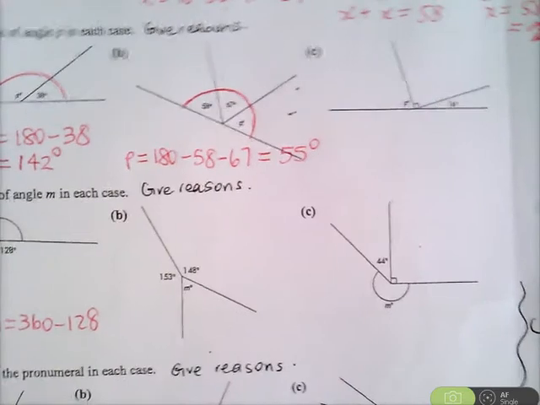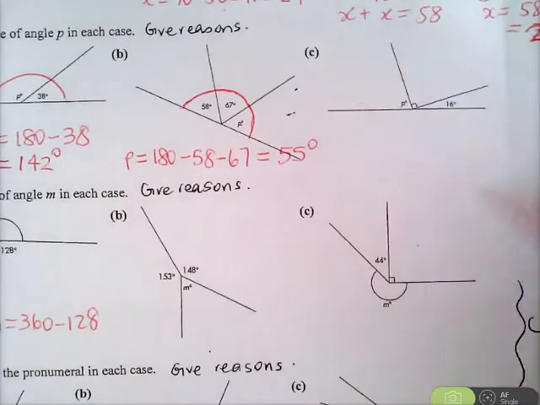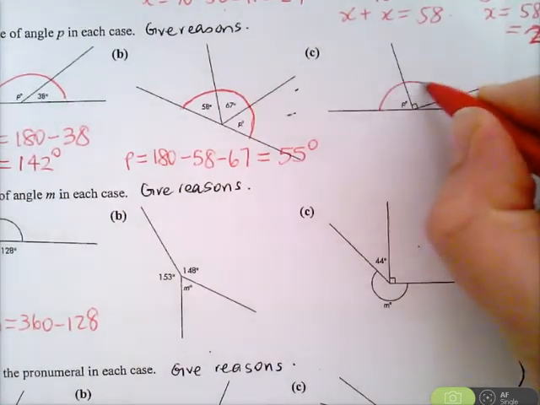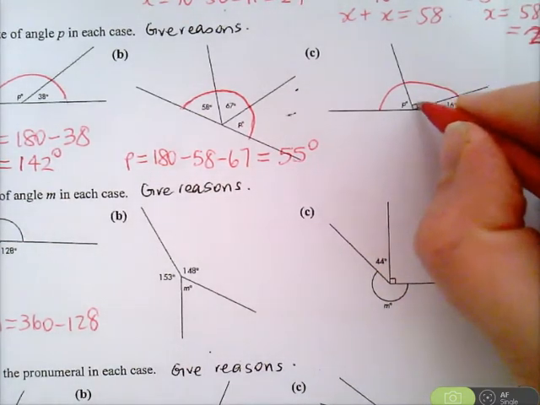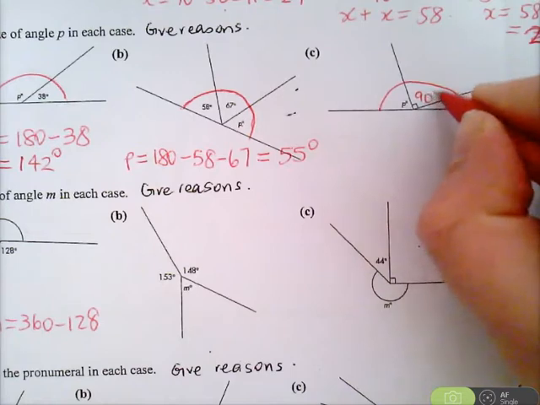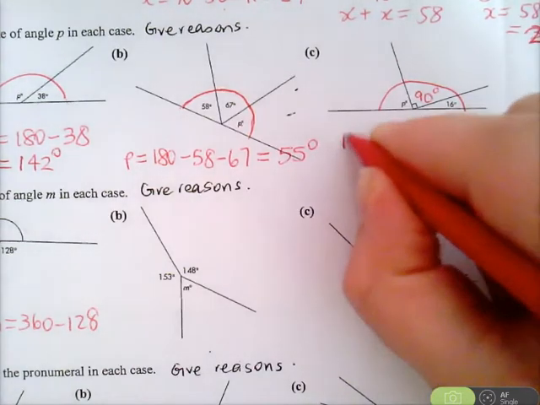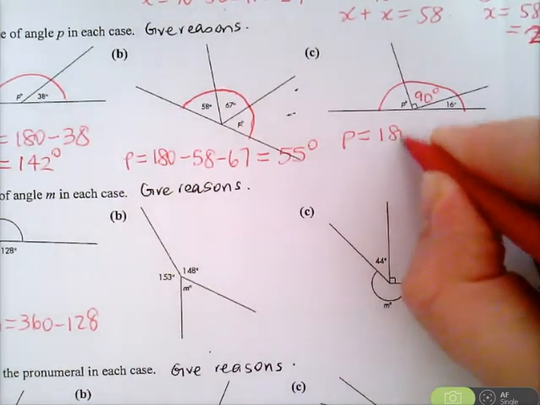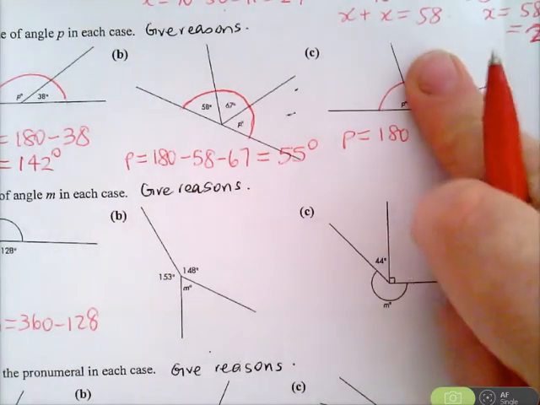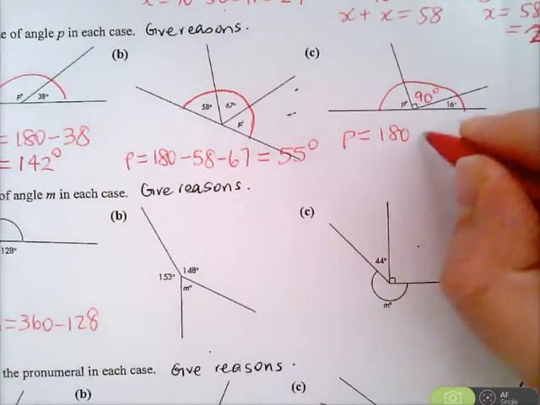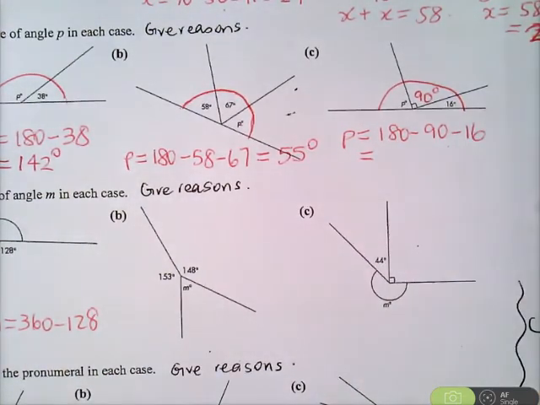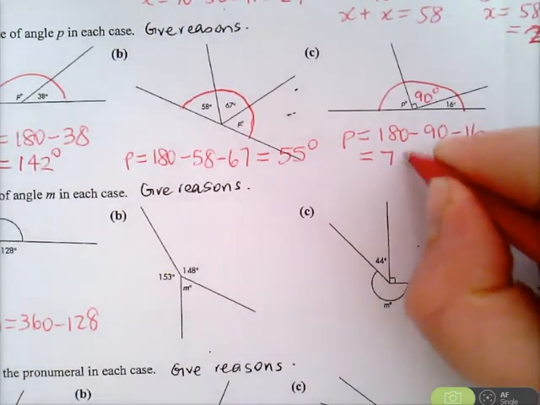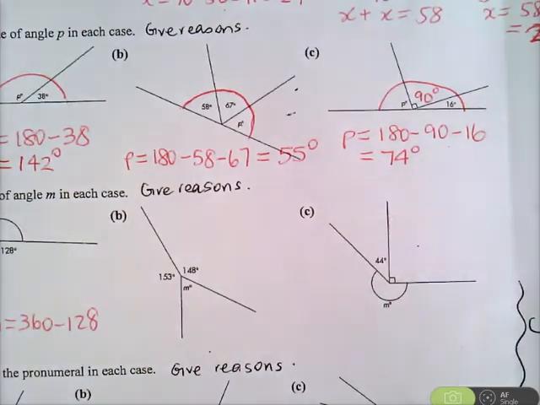Now here is part C of that same question. Again, these three angles make up 180 degrees. Now we've also got a little right angle here, so I know that this angle in here is 90. So therefore P is 180, take away those other two angles. So take away 90 and take away 16. And when you do that on your calculator, you will get 74 degrees.